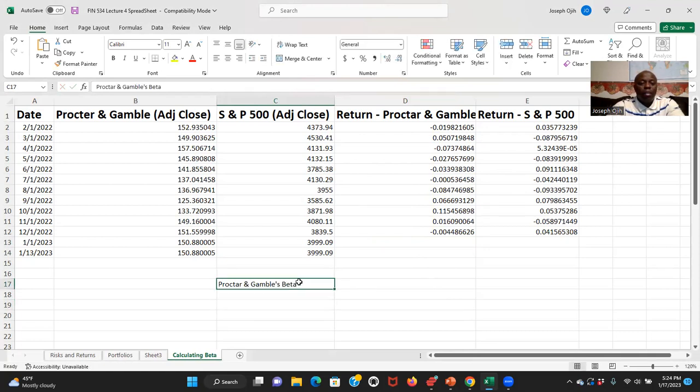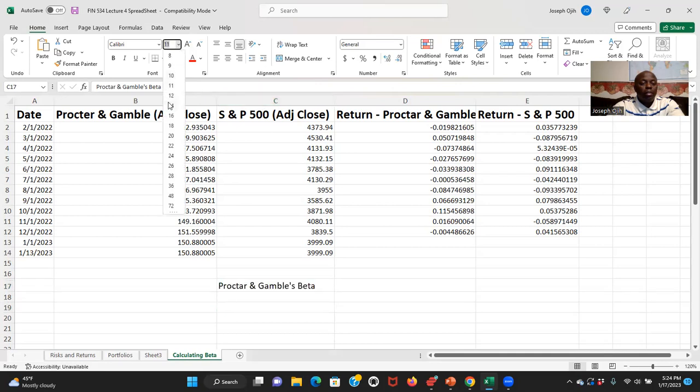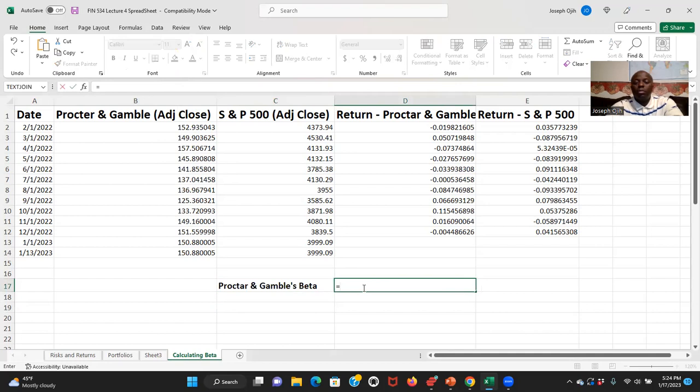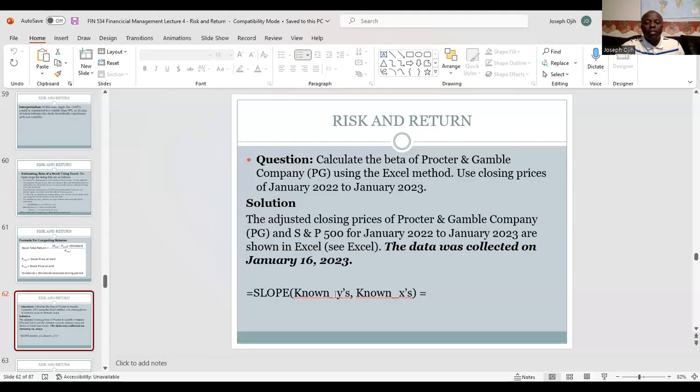Okay. Now make it a little bit big so we can see it. The beta will now become equals. Remember, let me refresh your memory with the formula. The formula is equal slope, known y's and known x's. Known y's are the return for Procter and Gamble, and known x's return for the market. So we can put it that way.